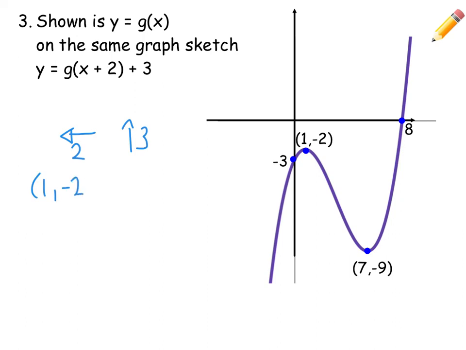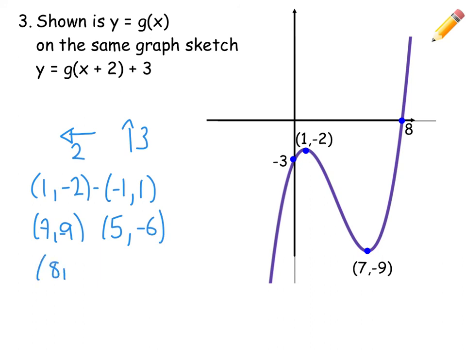So 1, -2. If you move that 2 left, that becomes -1. Move it up 3 becomes 1. Your other turning point of 7, -9, if you move that 2 to the left, that becomes 5. And if you move it up 3, it becomes -6. Your root of 8, 0, if you move it 2 left, becomes 6. And then up 3 is 3. And then when you had your y-intercept of 0, -3, when you move that, you will have -2, and then that will be 0.